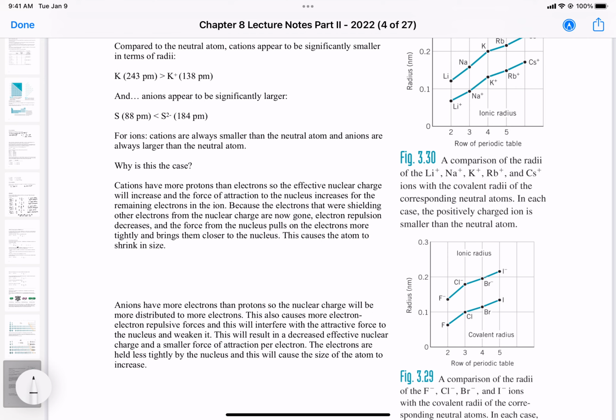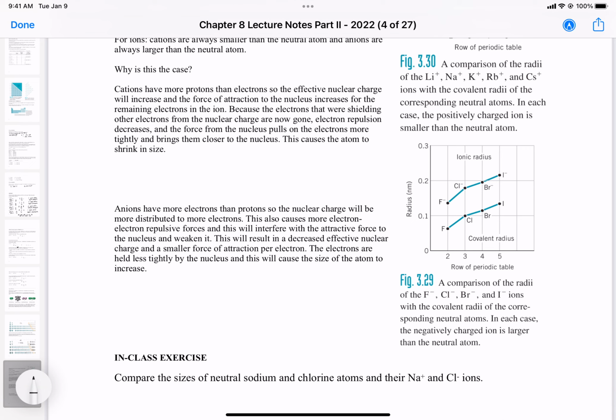Just like I said before, anions now have more electrons, so the nuclear charge will be more distributed to more electrons. So on average, the nuclear charge will provide less force per electron. Okay? This causes electron-electron repulsive forces, and this will also interfere with the attractive forces to the nucleus, and like I said, weaken it. So this will result in a decreased attractive force and a smaller force of attraction per electron. Okay, so the electrons are now held less tightly by the nucleus, and this will cause electrons to expand in the energy level and be held less tightly, and that will cause the size of the atom to expand or increase.